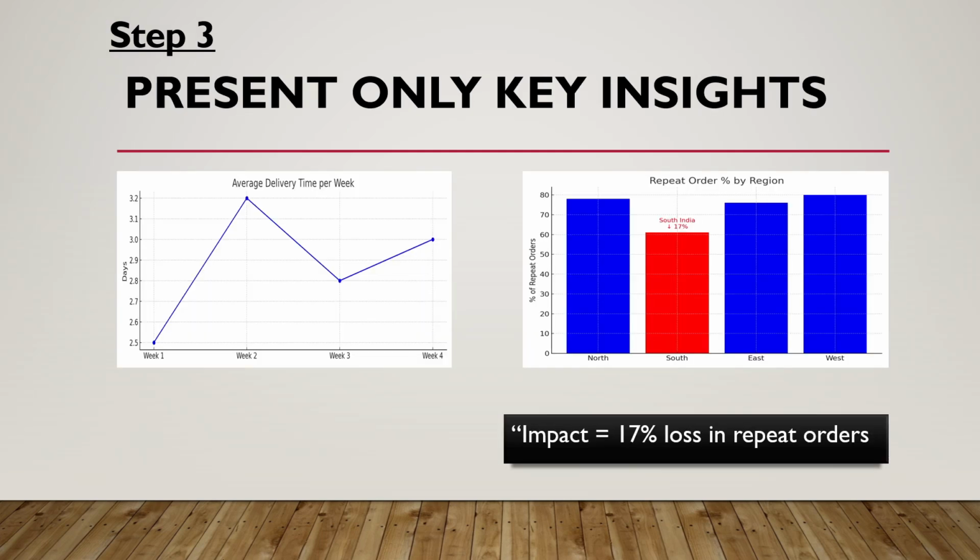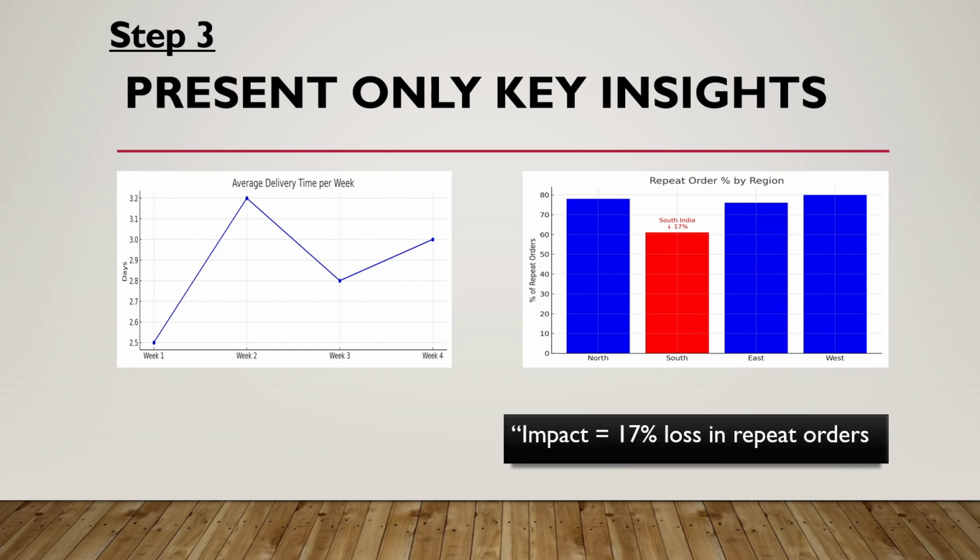The next slide: present only key insights. Your insights should be very clear and minimal. For example, as our sales have dropped, I have taken only two insights here. The first is average delivery time per week, and then repeat order percentage by region. Show only the insights that matter, not every chart, just the ones that drive decisions. For example, deliveries in South India were 25% slower and repeat orders dropped by 17%.